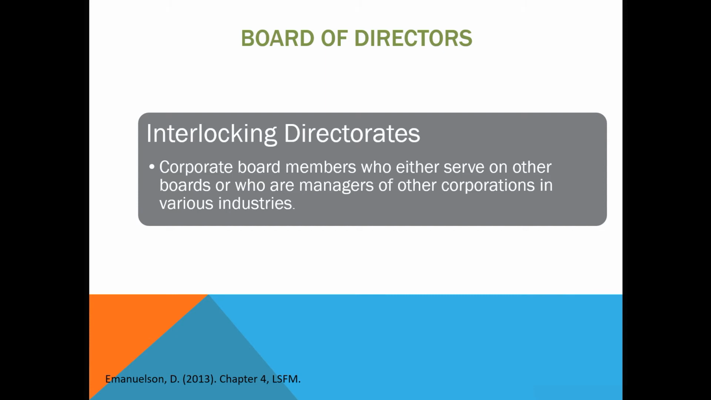There's a term called interlocking directorates. These are when you have corporate board members who either serve on other boards or who are managers of other corporations in various industries. It's like you have someone who is on a board in one type of industry and then on a second industry, or this could be someone who is a manager in a different industry. So it's like having industry representation on your board.